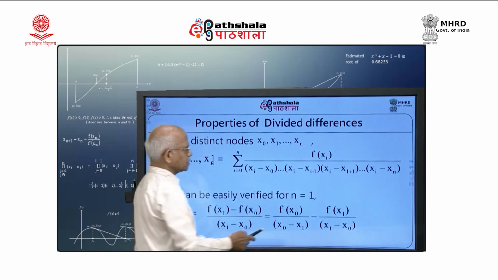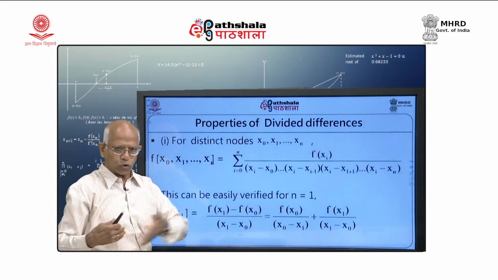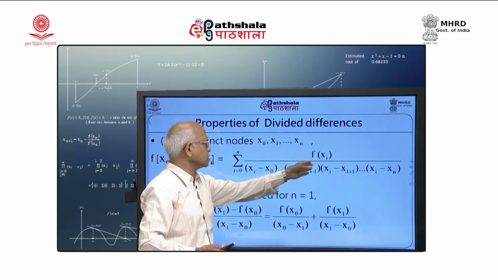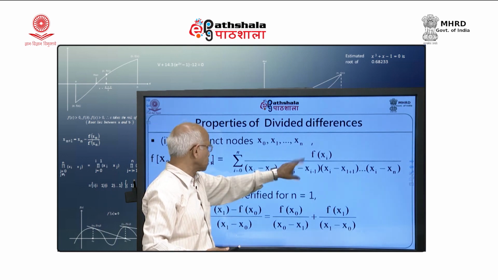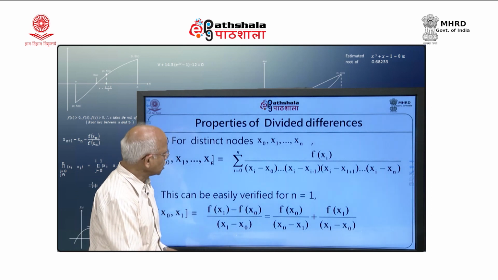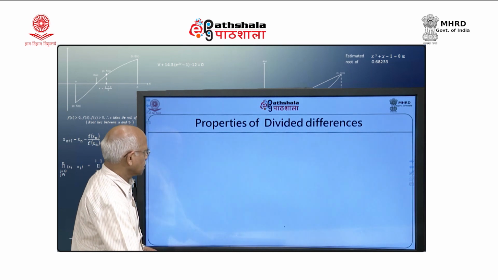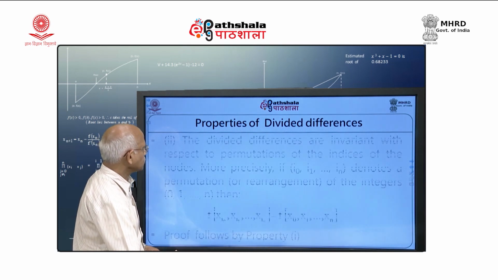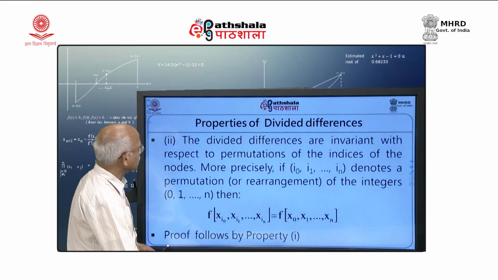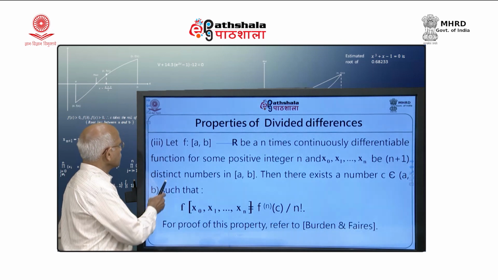So, whether you write this term before or after this, the total sum will remain the same. So the order in which these ratios are added does not matter, and therefore property 2 immediately follows from property 1. So, we can get this immediately from property 1. Now, we talk about this property.